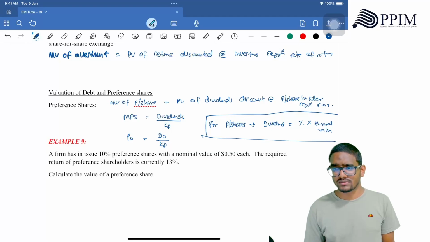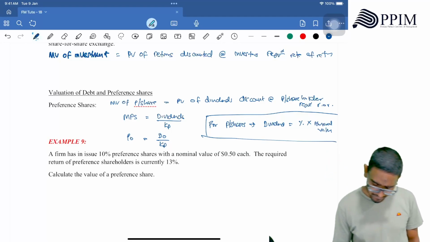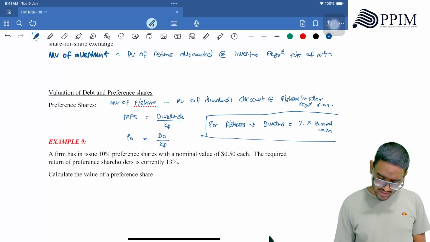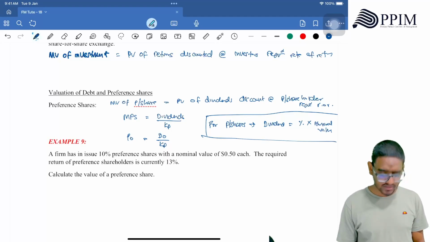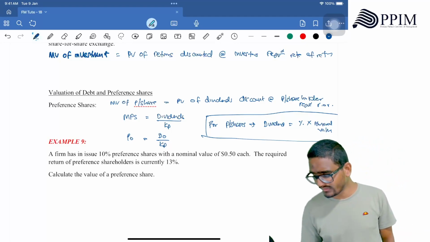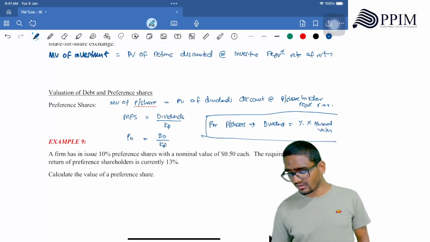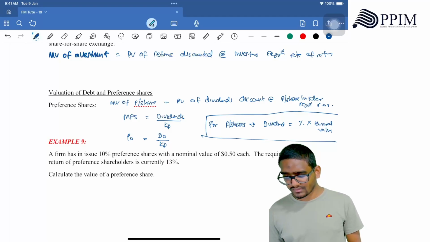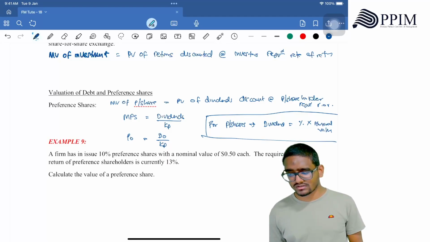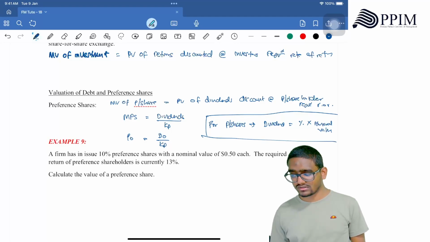Okay, finished. Okay, work out example 9. A firm has in issue 10% preference shares with a nominal value of 0.5 each. The required return of preference shareholders is currently 13%. Technically, this is a revision of your cost of capital also, simply because it's the same equation, right? So when we do questions for cost of capital, please ensure that you have done your revision.